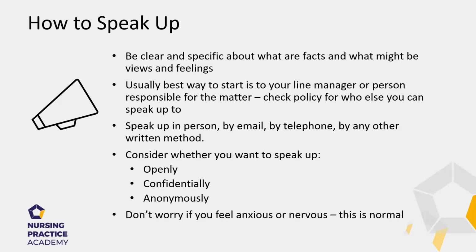Every trust or organisation will have a policy about how to speak up, and it will usually start with speaking up to your line manager or the person who's responsible for the matter. Check your policy for who else you can speak up to as well. There are a number of ways that you can do it. It can be in person, by email, telephone, or by any other written method. And you have a choice about how this is done, be it openly, confidentially, or anonymously. Any of the ways that you want to do that are absolutely fine.